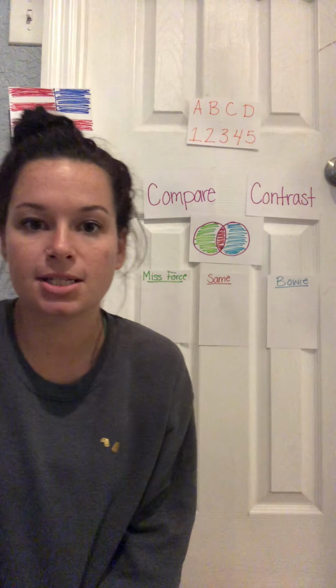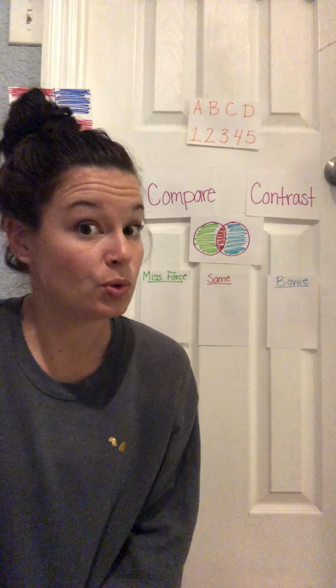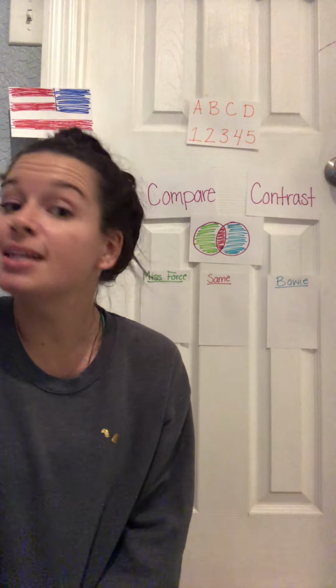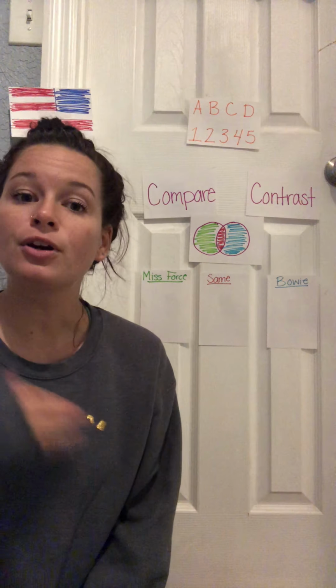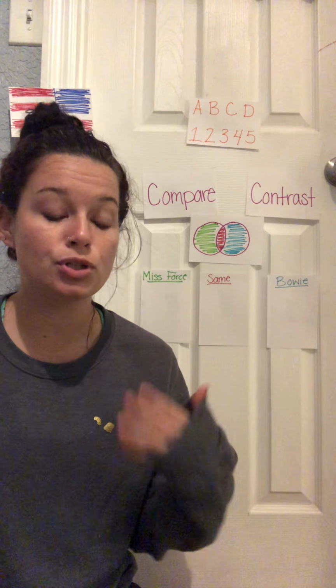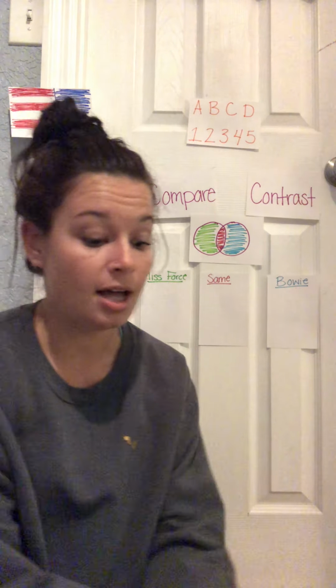If you're comparing something, if you said seeing how they're similar or alike, you are correct. Okay, so if you're comparing something, you're seeing how two things are the same, or how they're similar, or how they're alike, okay?